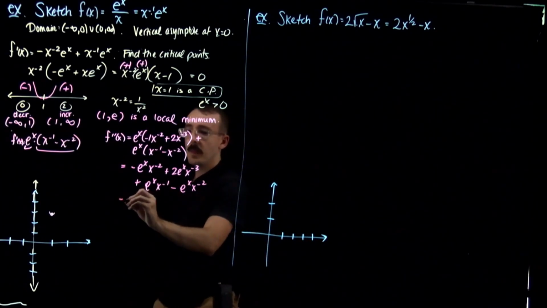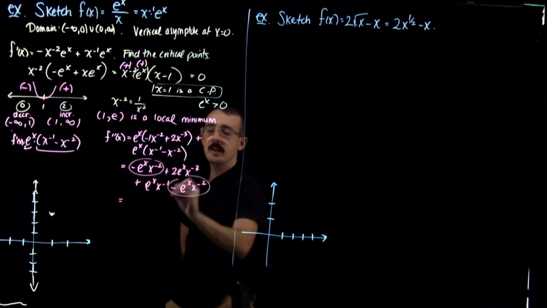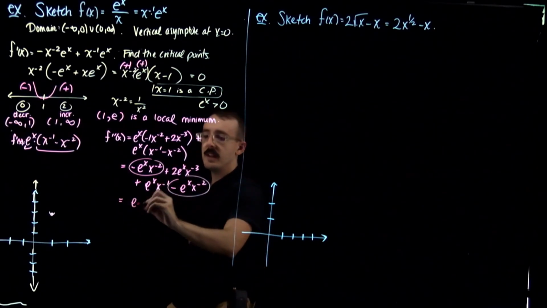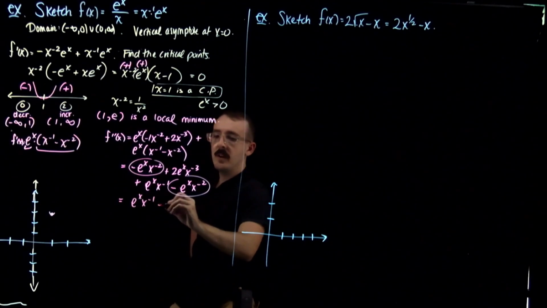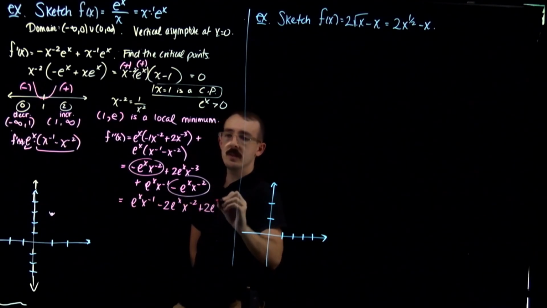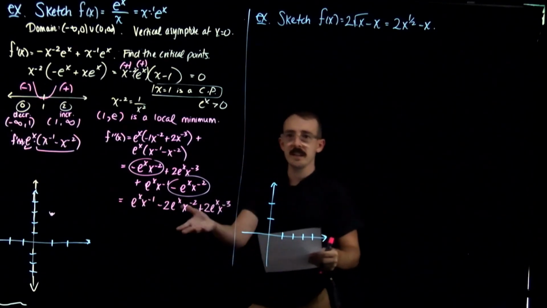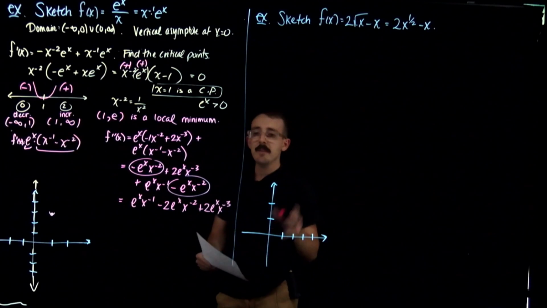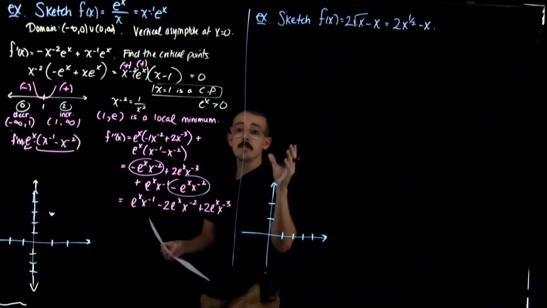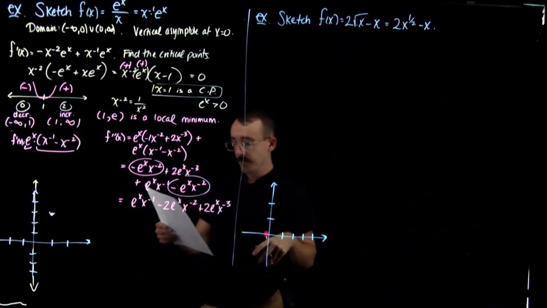So all in all, I can combine these two. And if I reorder this, I'm going to get e to the x, x to the negative 1, minus 2e to the x, x to the negative 2, plus 2e to the x, x to the negative 3. So this is what my second derivative looks like. I'm going to factor out the smallest power of x that I see in everything, again, just like I did before.